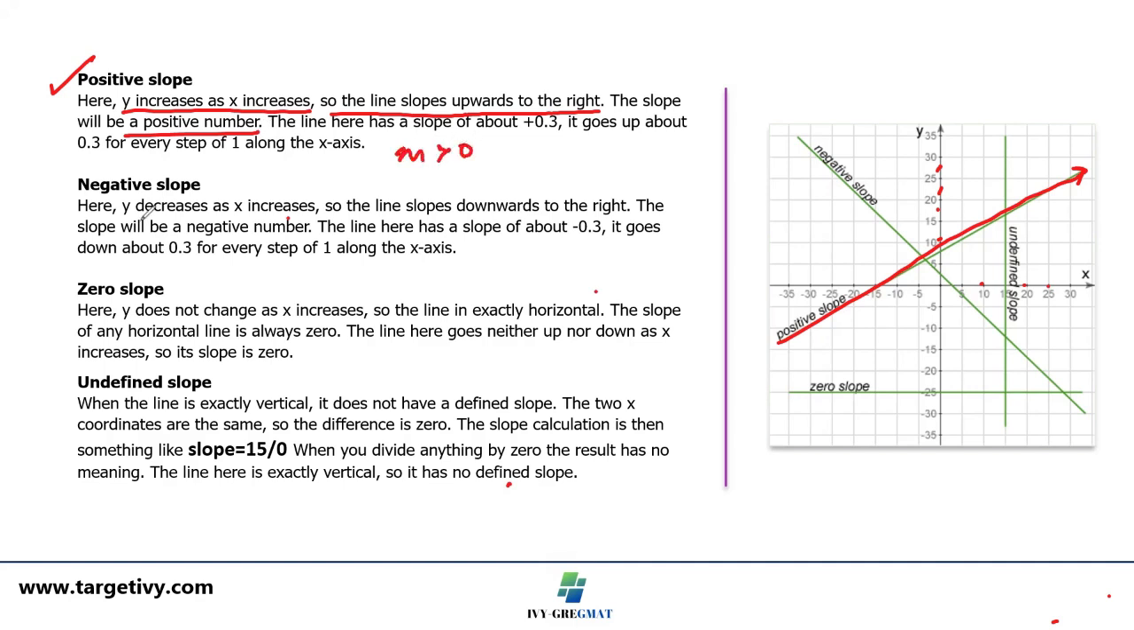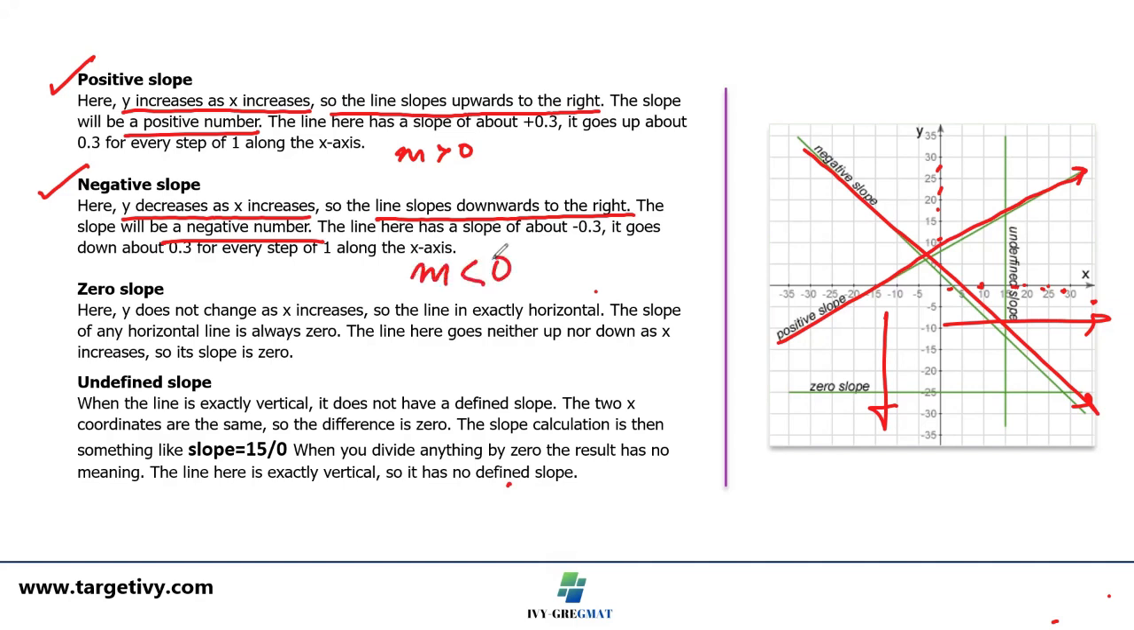With a negative slope, y decreases as x increases. X is increasing, but y is decreasing, so it is a negative slope. The line slopes downward to the right. The slope will be a negative number, so m will be less than 0.